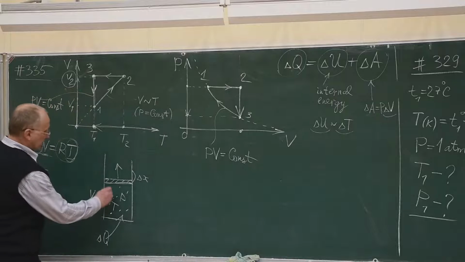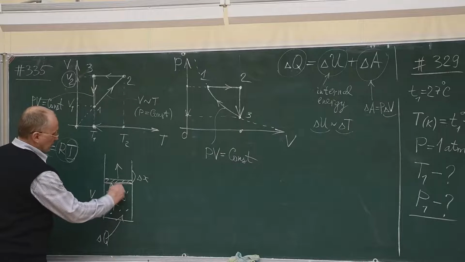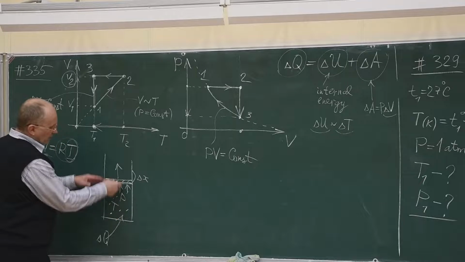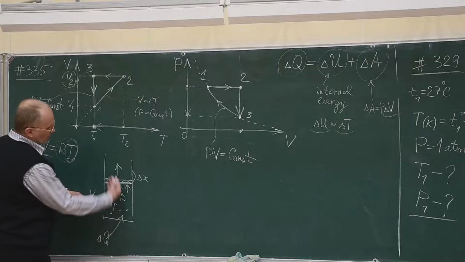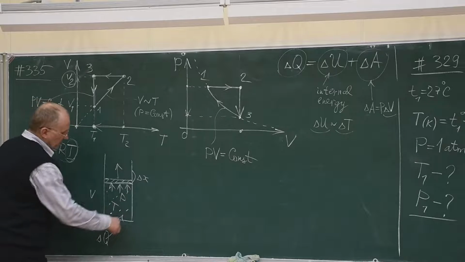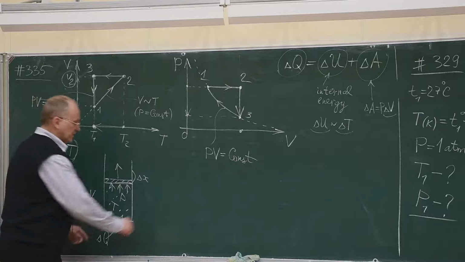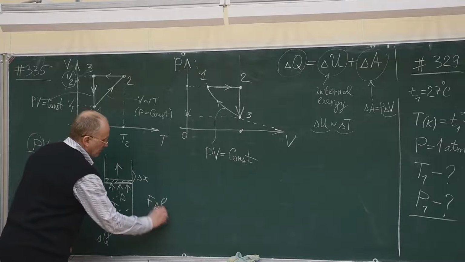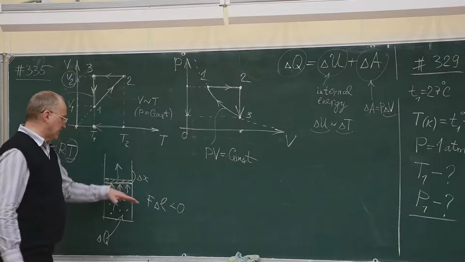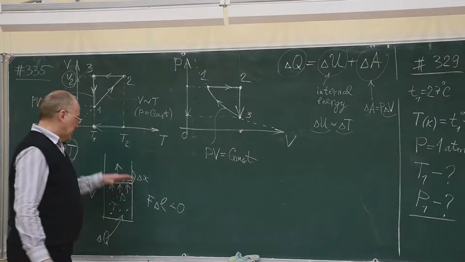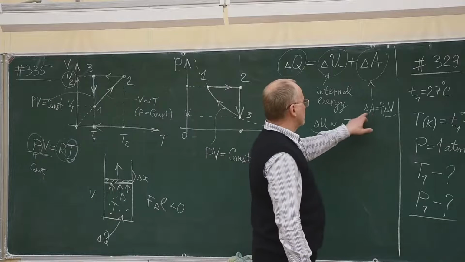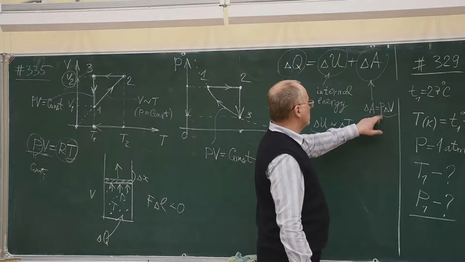and the gas produces negative work, because the gas exerts pressure on the piston, and if the piston goes down in the direction opposite to the force acting from the gas, then the force is opposite to the displacement, and force times displacement will be negative if the gas is compressed. So the work produced by the gas will be negative if its volume is diminished, and the work produced by the gas will be positive if its volume is increased.